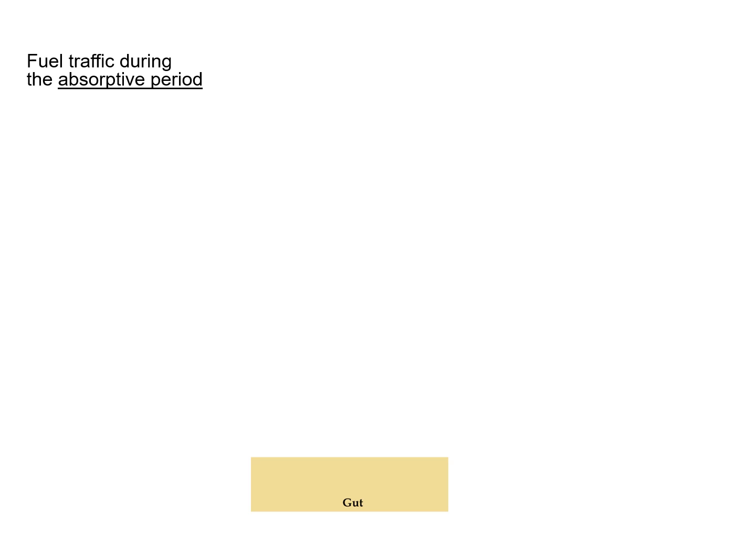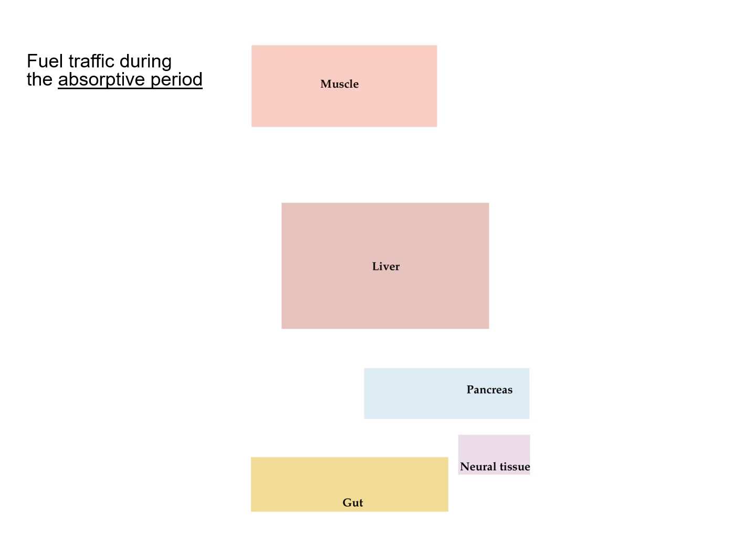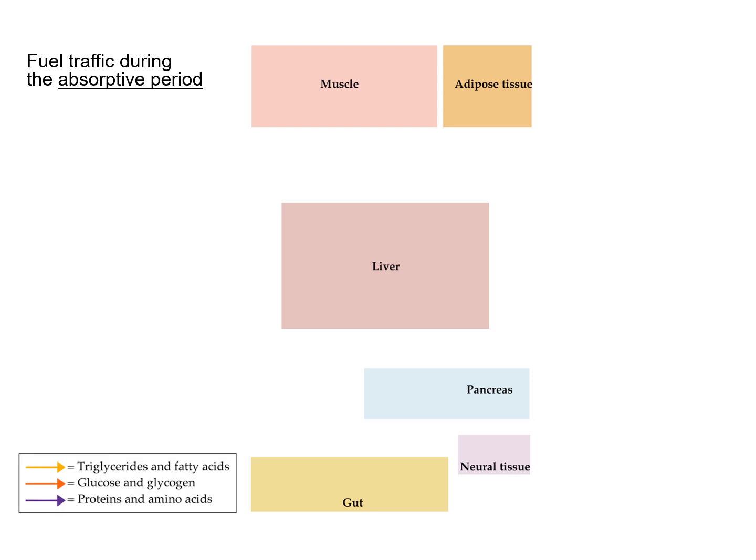So let's look at that traffic during the absorptive period. You have food going in. These diagrams show different major tissues that are involved. There are other tissues, of course, but we're going to mainly discuss these: the muscle, fat, liver, pancreas, neural tissue, and gut. And we'll look here in this diagram. Now, this is quite a complicated diagram, and it really shows how many of the metabolic biochemical pathways are interconnected.